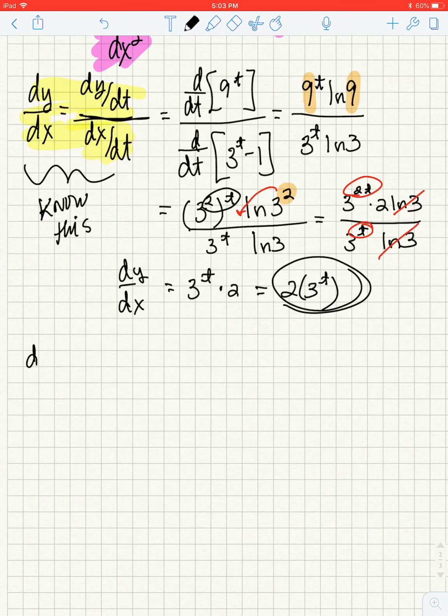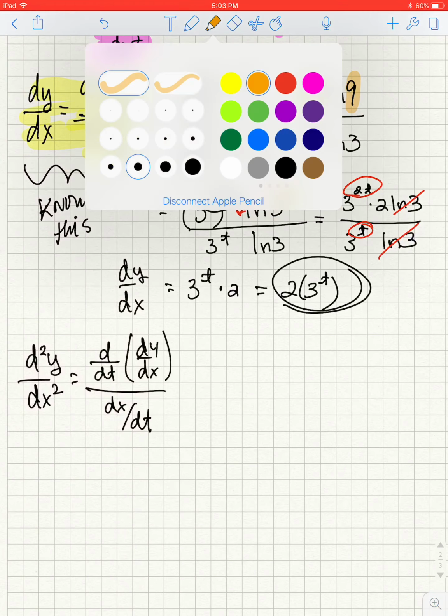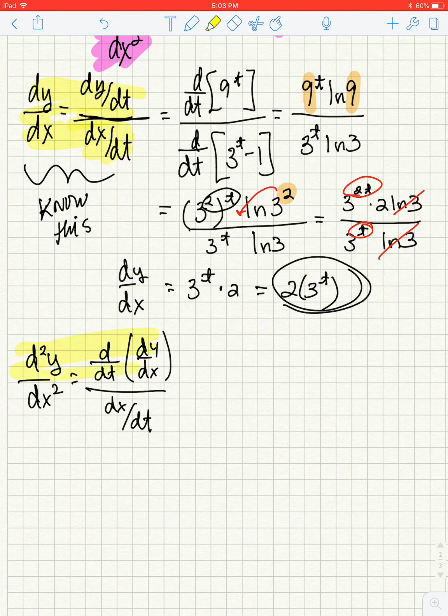Okay, so now what we need is d squared y over dx squared. Remember this: d/dt of dy/dx, and then divided by dx/dt. So again, a must know this as well.